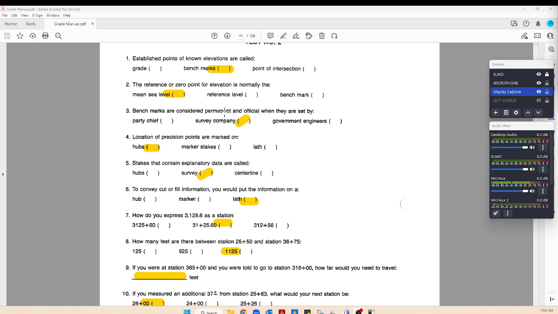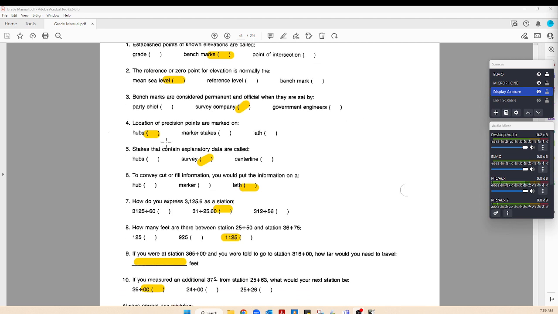Now, benchmarks are considered permanent. I briefly went through this: they're set by survey companies. That's the correct answer for the test. I'm not so sure the other wouldn't be a good answer too, but this one's going to be the one you want, survey companies. Precision points, they're the hubs. That's where you'll find that tag. That's right on the money of where you start from. Stakes that contain explanatory data, they're your survey stakes. That's what they're called, survey stakes. That was the second sentence or something that we went through up there.